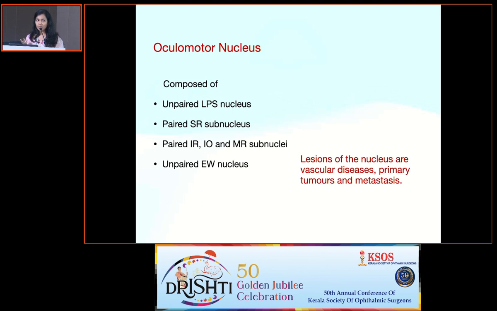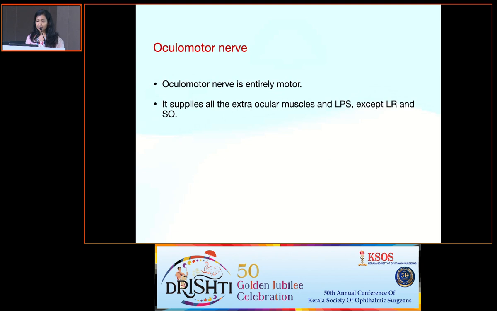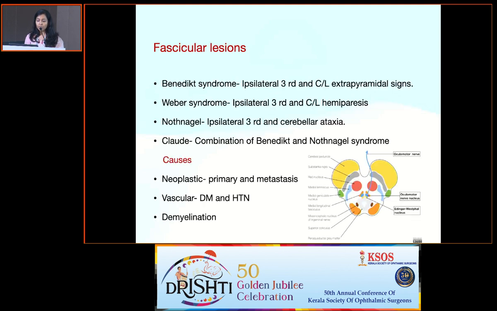The main lesions are vascular infarctions, primary and secondary metastasis. The oculomotor nerve is entirely motor, and it supplies all the extraocular muscles and the levator except the lateral rectus and superior oblique. In fascicular lesions, it depends upon the site of involvement and the other structure which is affected. So I'll rush through this. There are different syndromes. If the red nucleus is involved, it's called Benedikt syndrome with associated contralateral extrapyramidal signs. In Weber, the cerebral peduncle is involved, causing contralateral hemiparesis. Nothnagel involves the superior cerebellar peduncle, and Claude is a combination of Benedikt and Nothnagel syndrome.